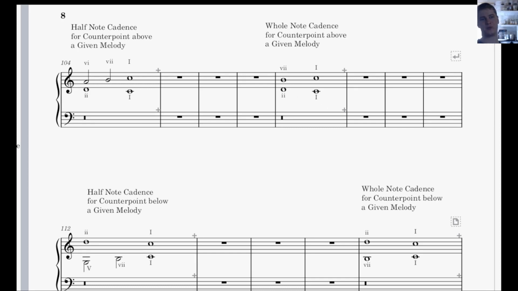When composing the counterpoint below the given melody, you will have to leap up from the 5th scale degree to the 7th scale degree in the penultimate measure. And this is when we're using the half note cadence, so when we're using half notes in the penultimate, second to last measure, leading up to this cadence.